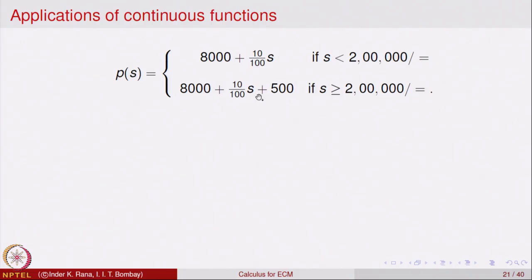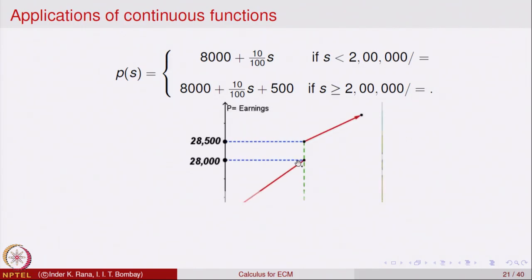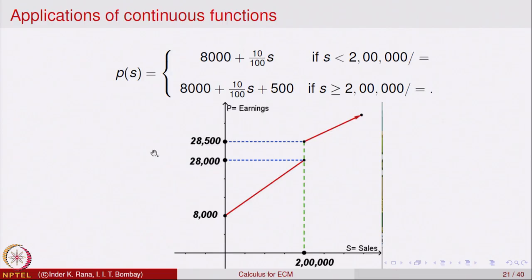So, this is an expression for his take home pay. You can call it PS; his take home pay is dependent on the sales, right. So, it is 8,000 plus 10% of S if the sales is below 2 lakh, and if it is 2 lakh and above, then 500 more is added to it. So, let us draw a picture of this, a graph of this.